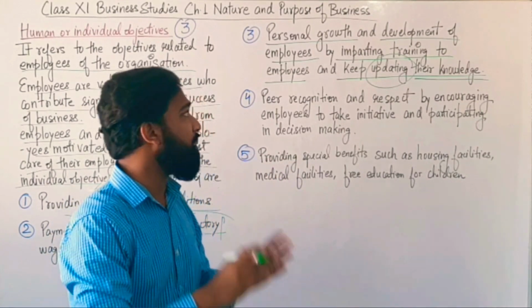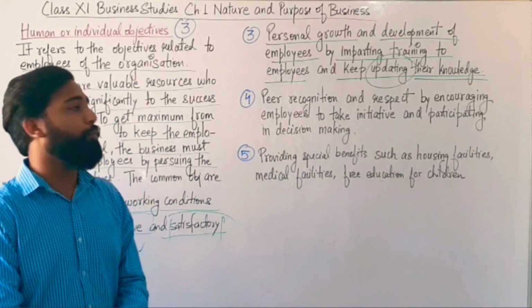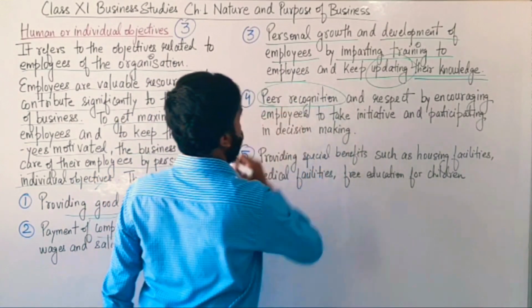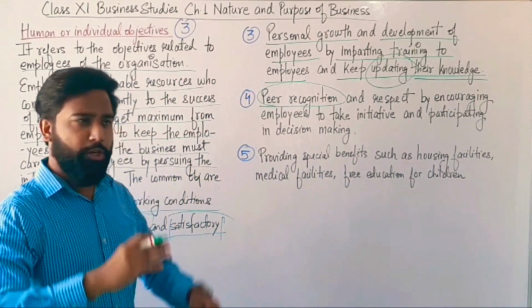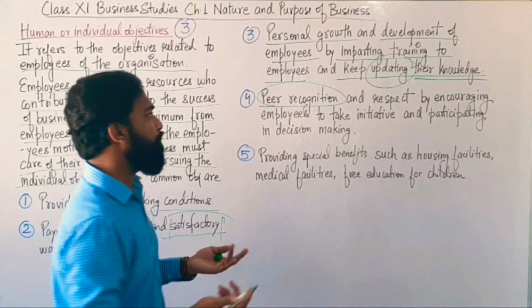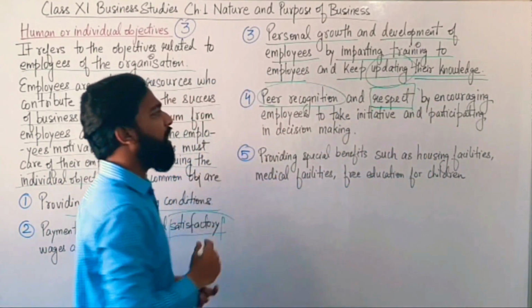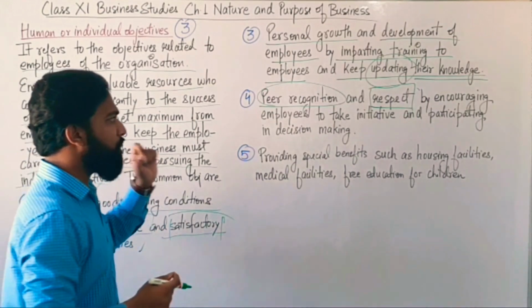They should be learning the new things the world has brought to them. Now the next one, peer recognition. They should be friendly. There should be a family. Now, respect. Both the things. They should be treated like a family and there should be mutual respect.